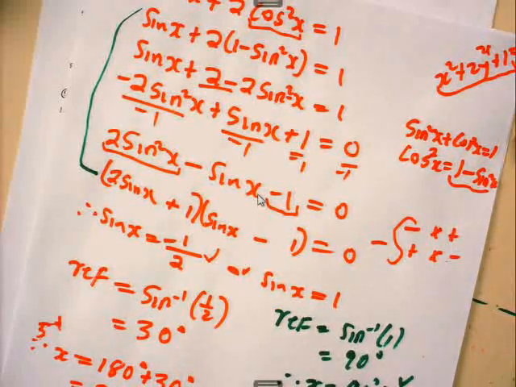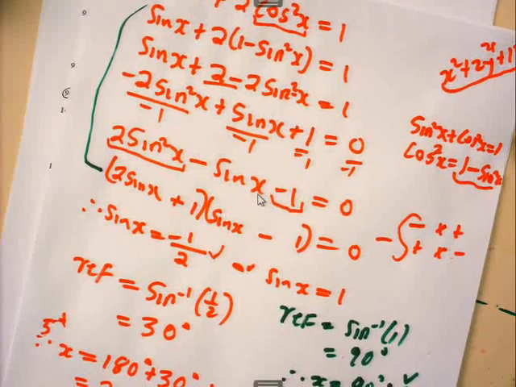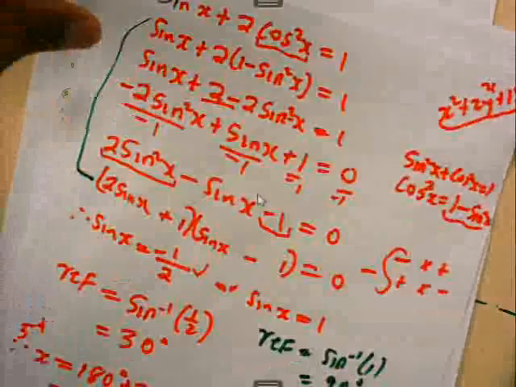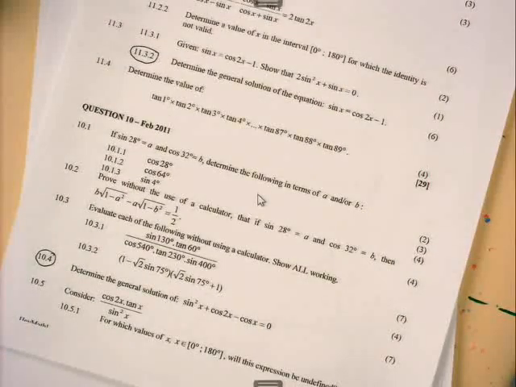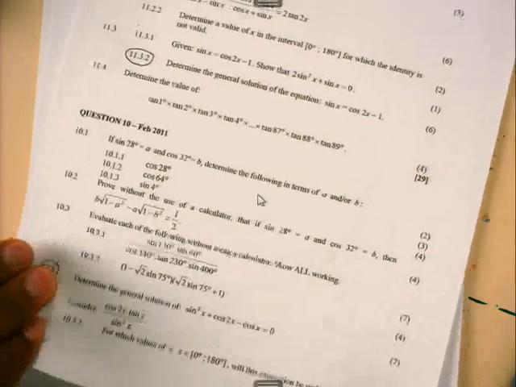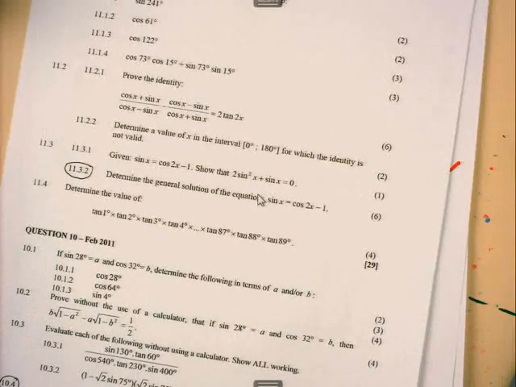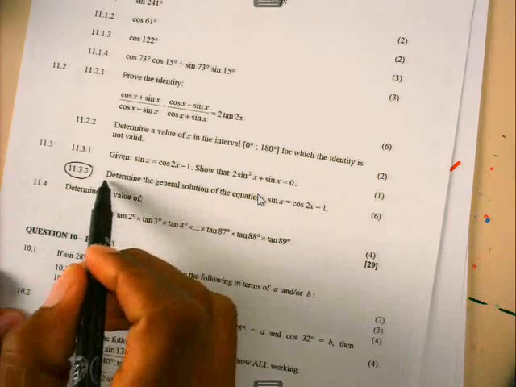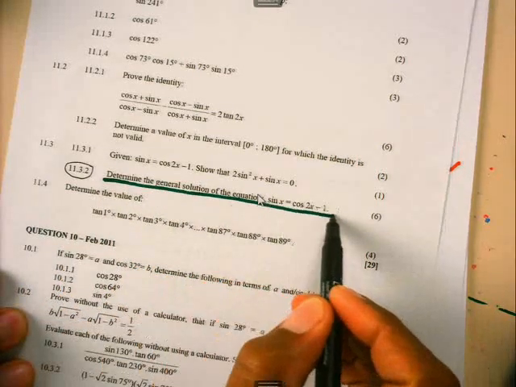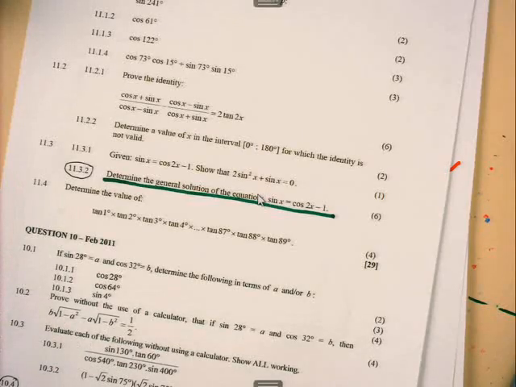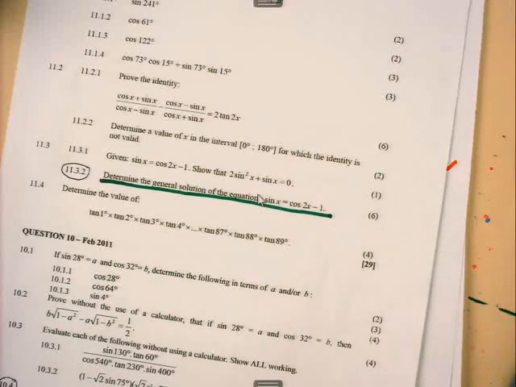Okay, I think you are following well. Now let us try to change now to see what. Now we have applied the square identity on this one, right? Now let us see what will happen when we apply the double angle. Okay, right, we have February 2012. Now we have this question here. It says, determine the general solutions of the equation sin x is equal to cos 2x minus 1. That 2, it means a double angle, right?